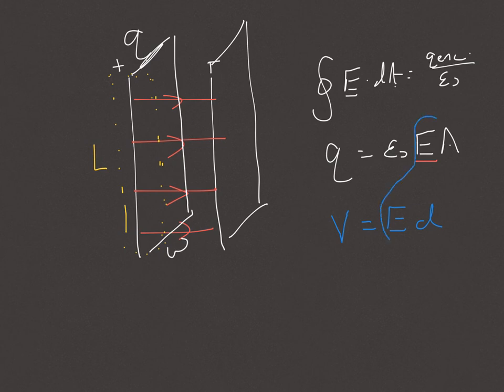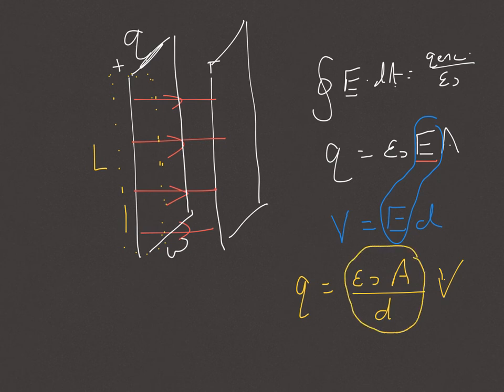So by substituting in for E, we'll get that the amount of charge on a capacitor is equal to epsilon naught times A over D times V. So that part right there matches up with what the capacitance equation looks like. So we have that the capacitance depends on the constant, the surface area, and the distance of separation.